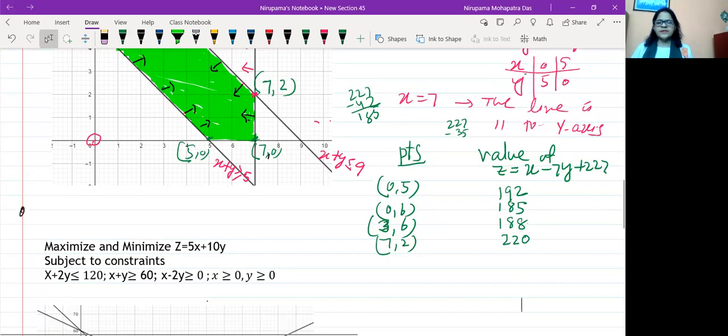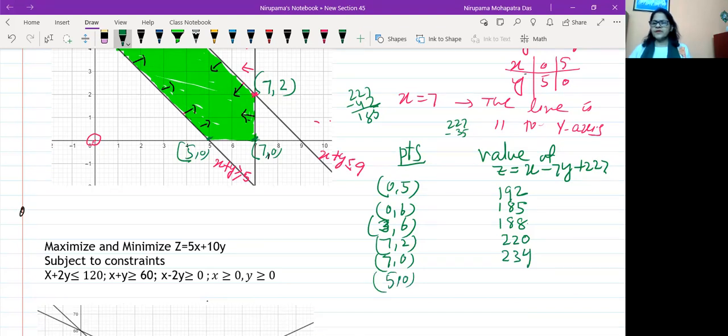Then here it is 70. Now here 70 means 7 plus 227, 234, and 50. So you can find, not very difficult to find the values. 5 plus 227, 232.